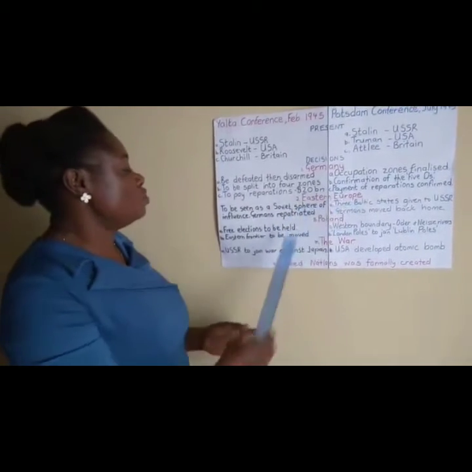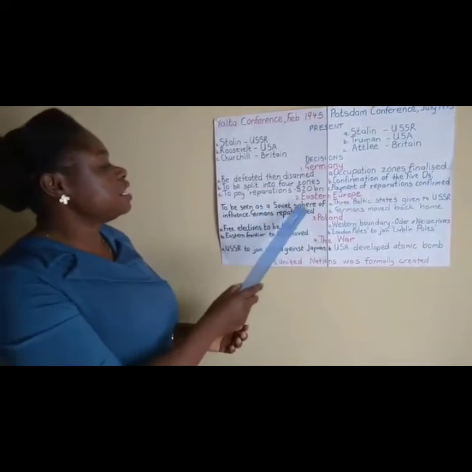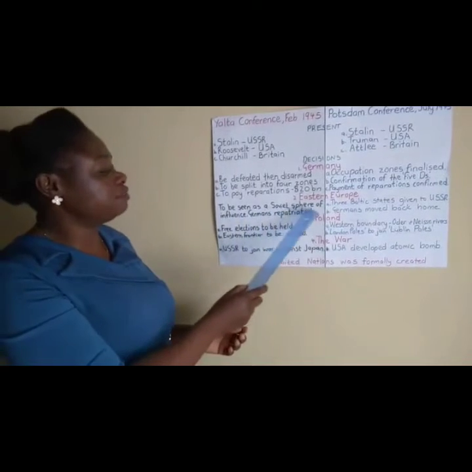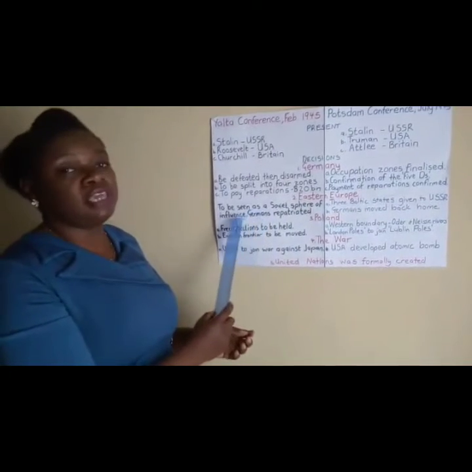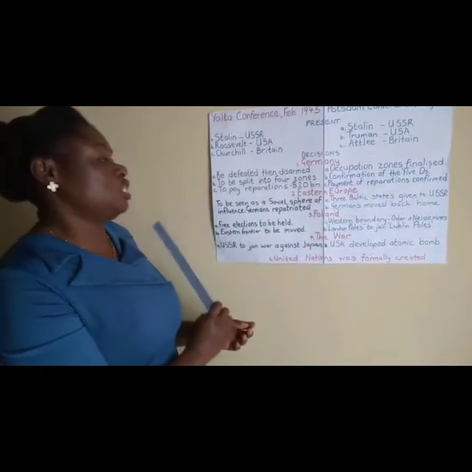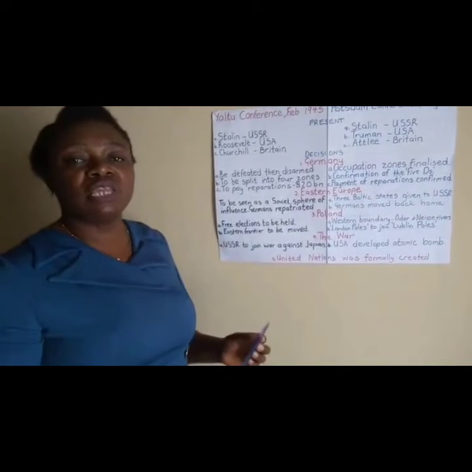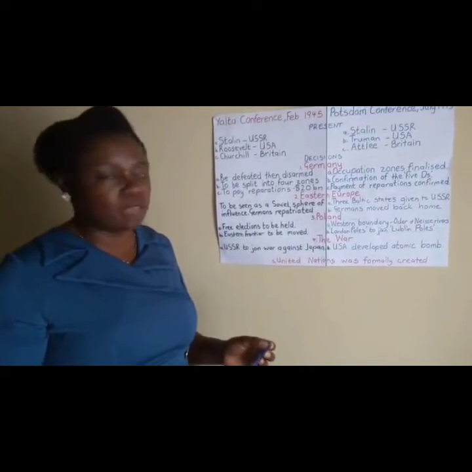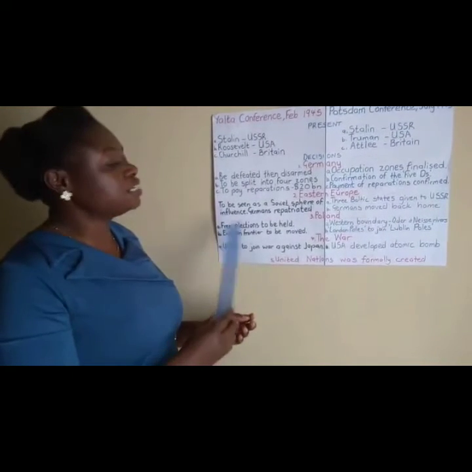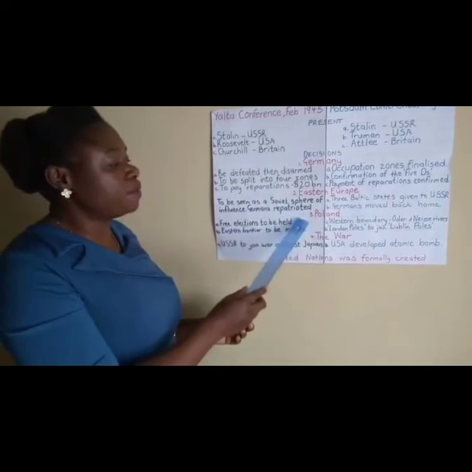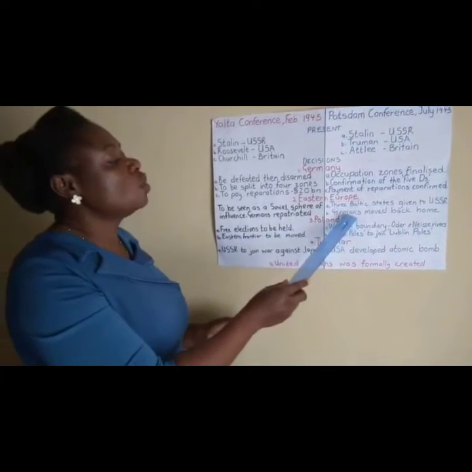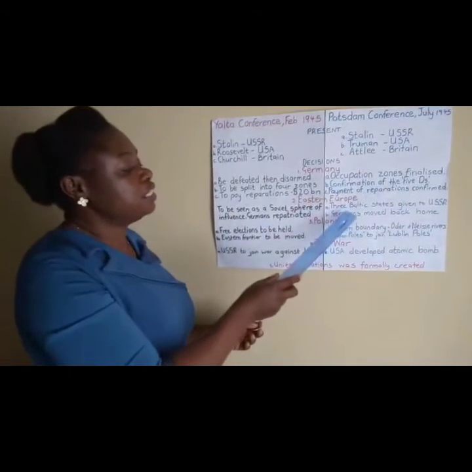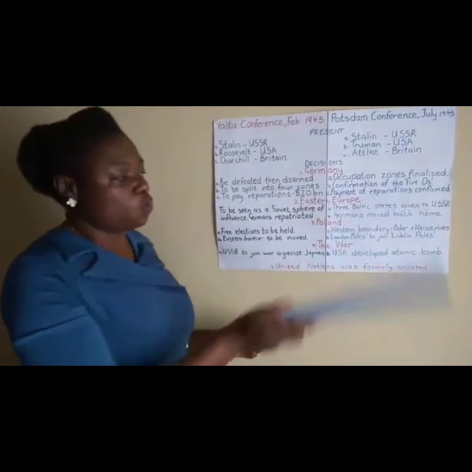The question of Eastern Europe, it was agreed that Eastern Europe was to be seen as a sphere of influence for the Russians because the Soviet Union was afraid of further attack from the West. Then they agreed that after the war, the Germans would be repatriated, which happened at the Potsdam Conference. The Germans were actually moved back home.